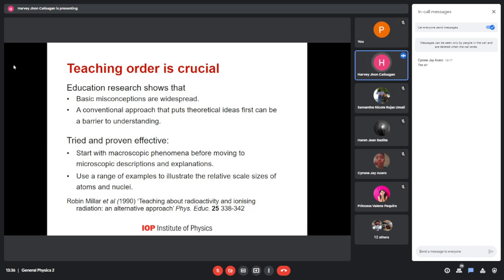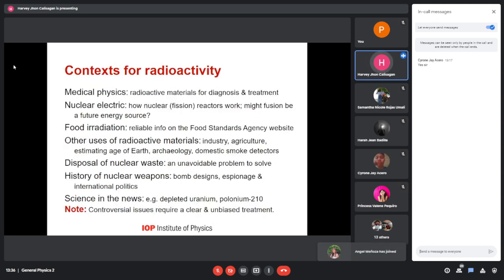Now, the involvement of radiation in the different activities is what we call radioactivity. The name itself explains everything. So what is the context of radioactivity, or the involvement of radiation in the field of different subjects? First, we have medical physics. What is the use of this one? The use of radiation is that all of the radioactive materials are used for diagnosis and for treatment.